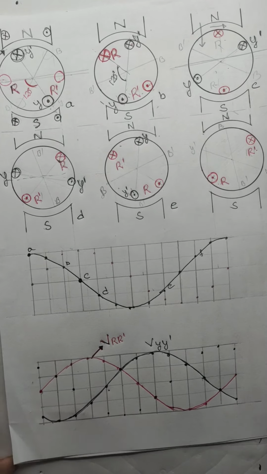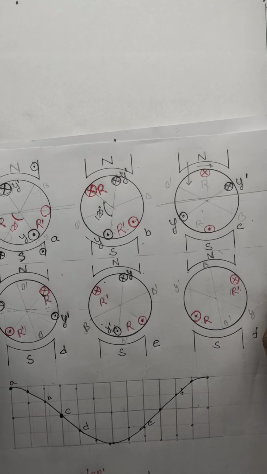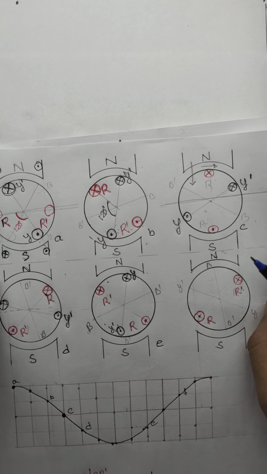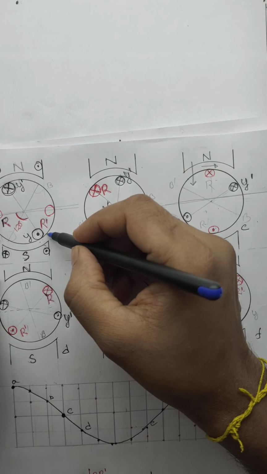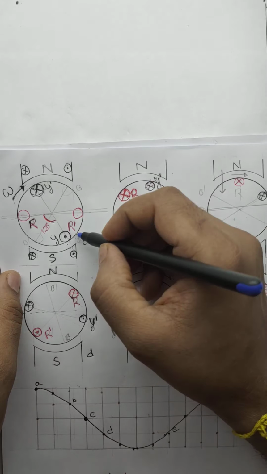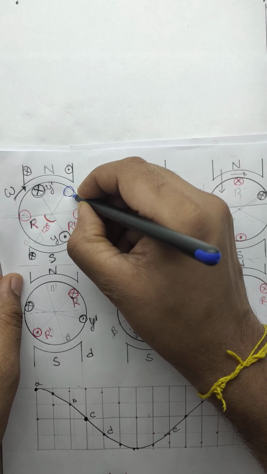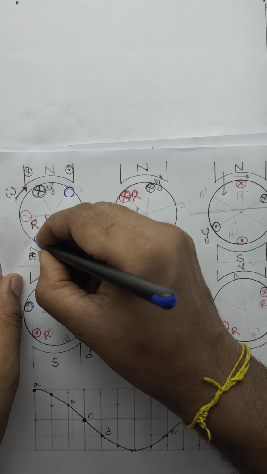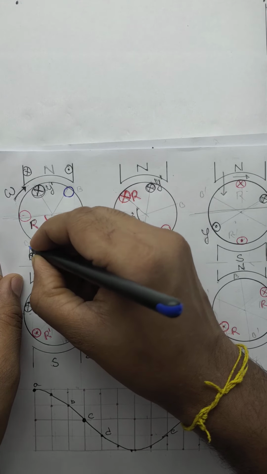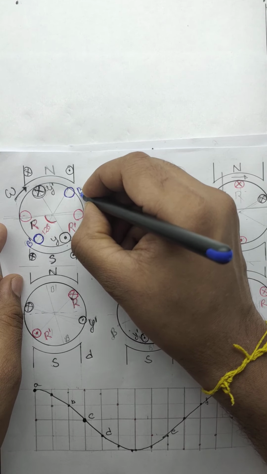Now let's look at B phase. Where will be B phase? B phase will be behind Y phase by 120 degrees. So this is Y phase. B phase will be behind this Y phase by 120 degrees. So B phase will be somewhere here. So this will be B, this will be B dash.